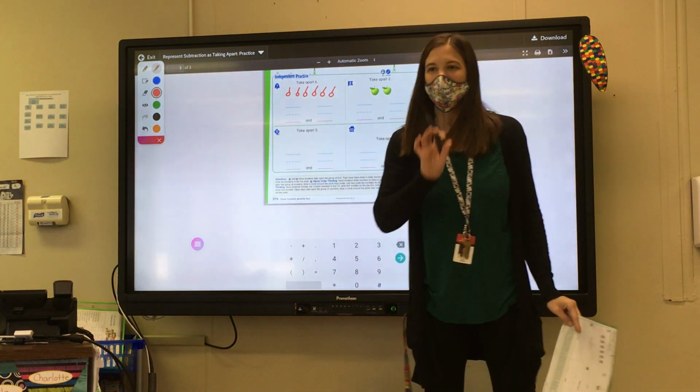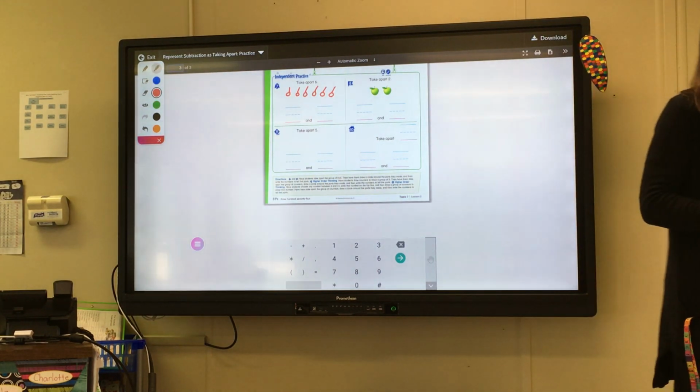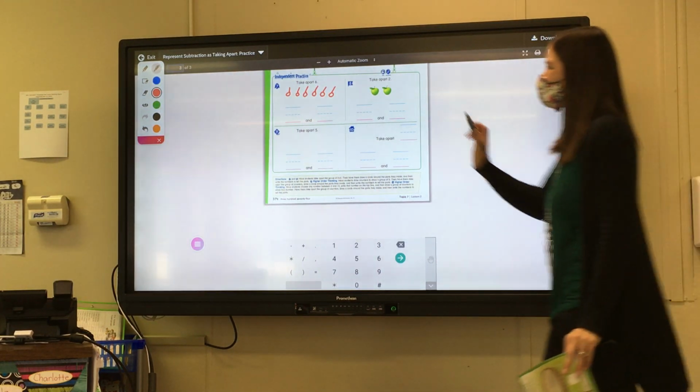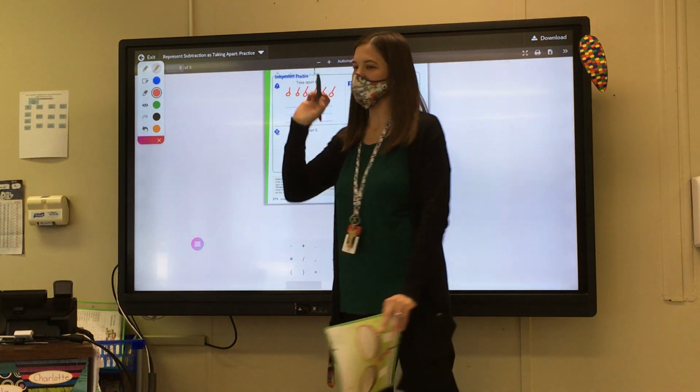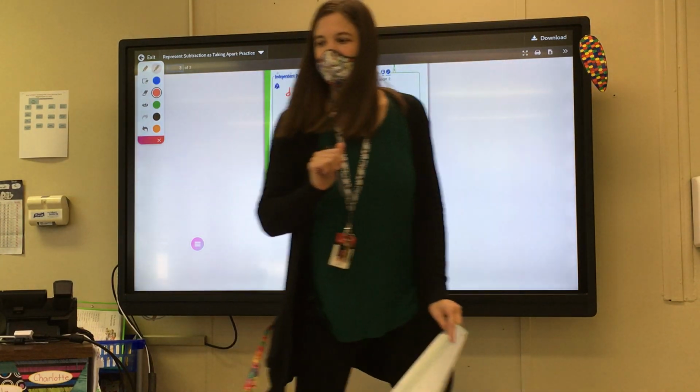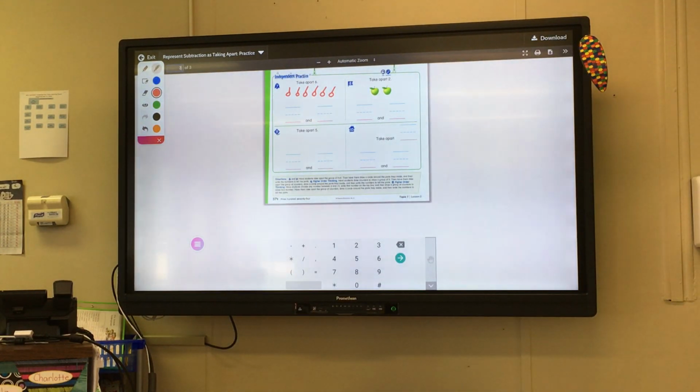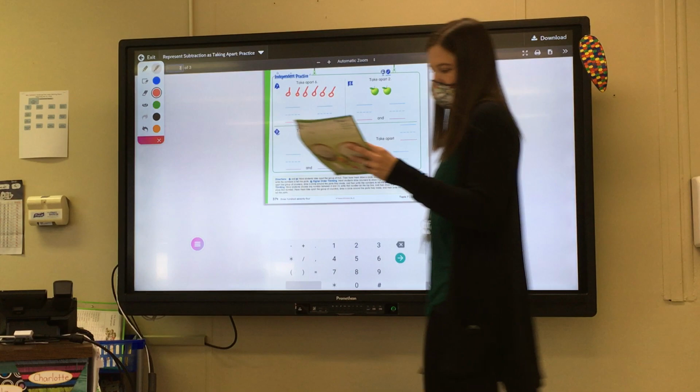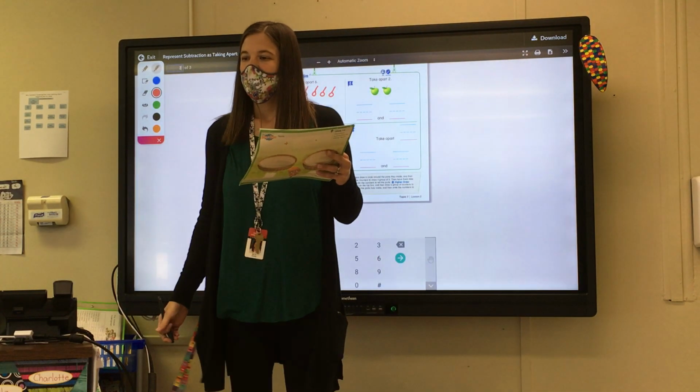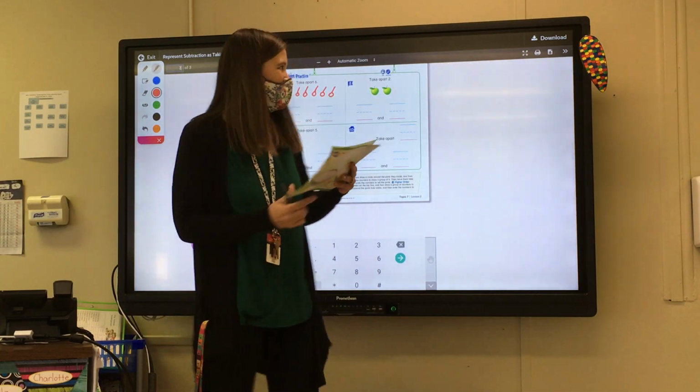So just like on the other page, you are going to do this one on your own. So draw a circle around one group of cherries, and draw a circle around another group of cherries, and then write the numbers. Looks like we're ready for number 8.